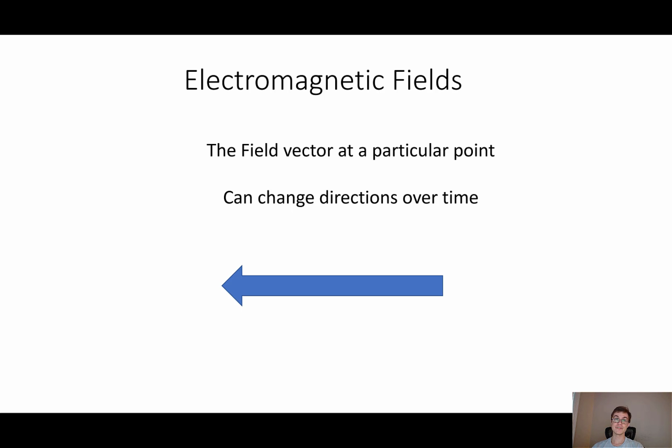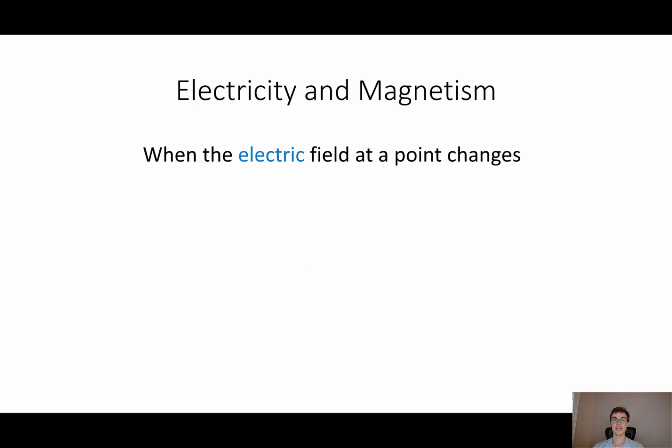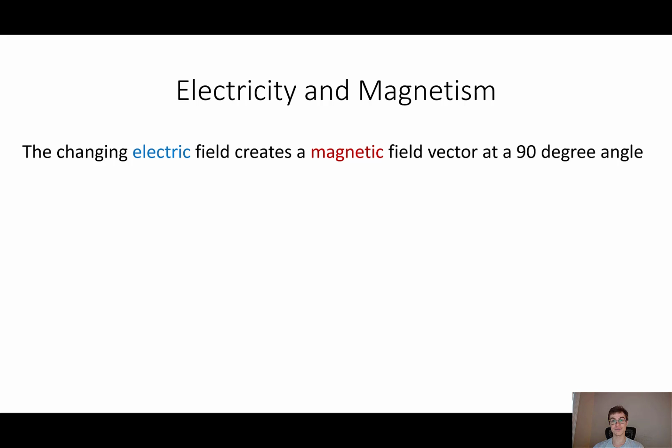Now, based on that previous slide, you can tell that the electric field vector at a particular point isn't permanent and set. It changes depending on if there are electric things close to that point. So it'll change directions over time, going left and right, maybe disappearing. And when electric field vectors change, something special happens. When you have an electric field that's pointing up, and then later maybe it's pointing down, that change in the electric field will create a magnetic field vector at a 90-degree angle. So you change the electric field, and a magnetic field pops up.